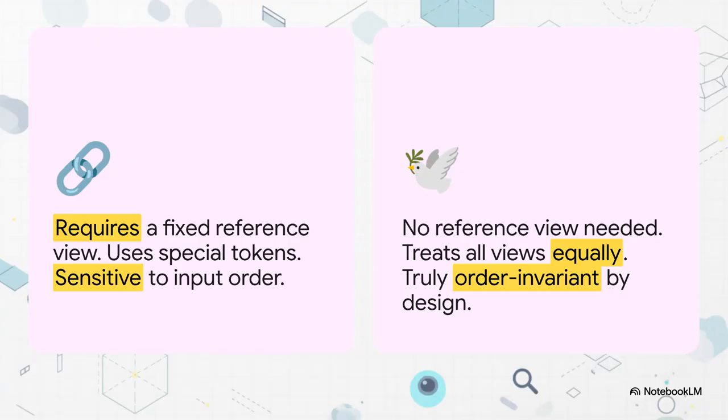And this just lays it out perfectly, doesn't it? On one side, you've got the old guard, totally dependent on a fixed reference, super sensitive to the input order. On the other side, you have Pi³, no reference needed, treats all views the same, and it's completely order invariant by its very design. It's not a tweak, it's a whole new philosophy built into the model's DNA.